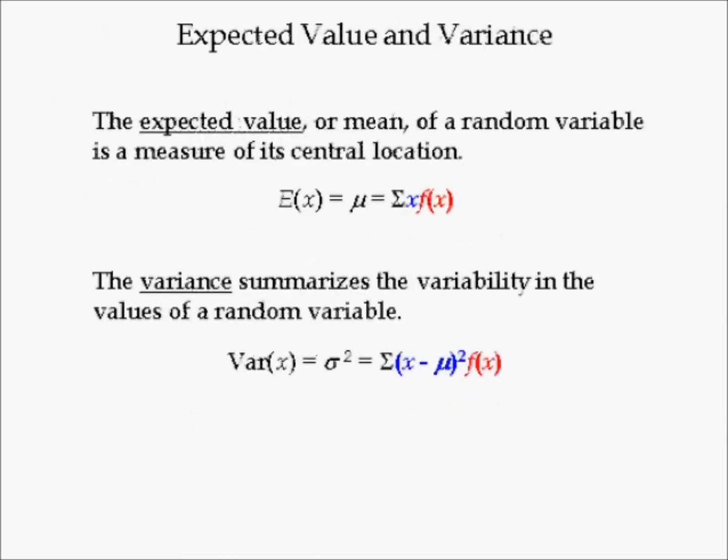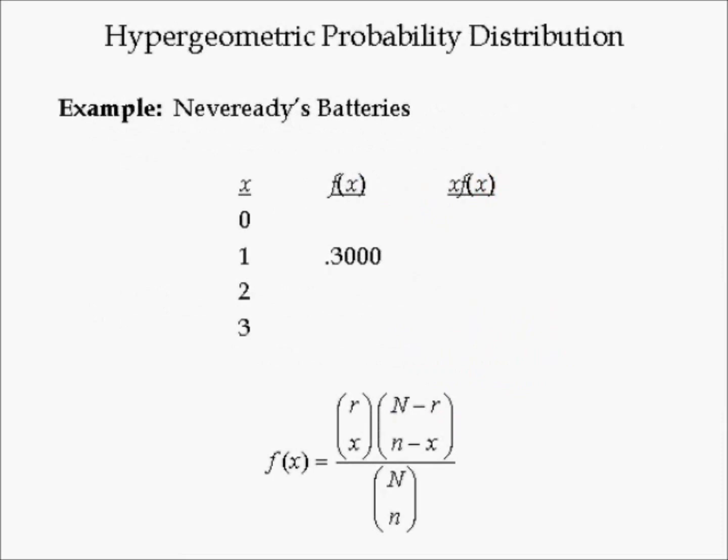Now we use the following equations to verify the shortcut equations are actually giving us the actual values of the variance and the expected value. In the table below, since we computed f of 1 already, it is listed in the table. The remaining values in this distribution can be computed by evaluating the hypergeometric probability distribution function at the values of x equals 0, 2, and 3. The probabilities of x equal to 0, 2, and 3 are 0.0333, 0.5000, 0.1667.